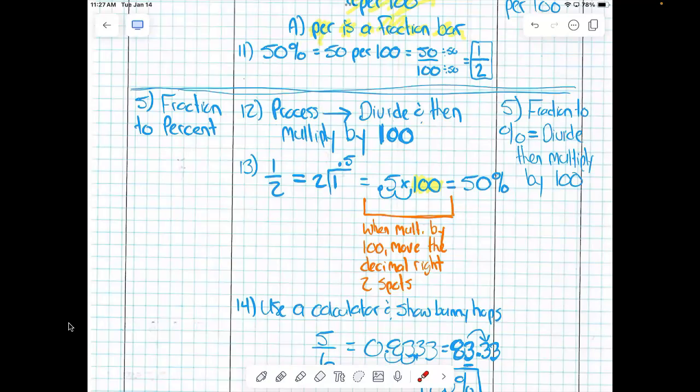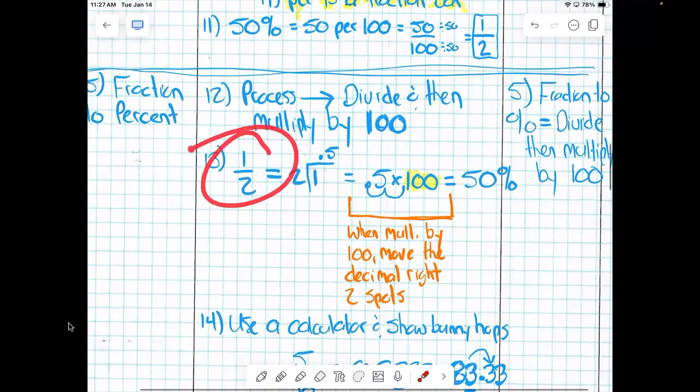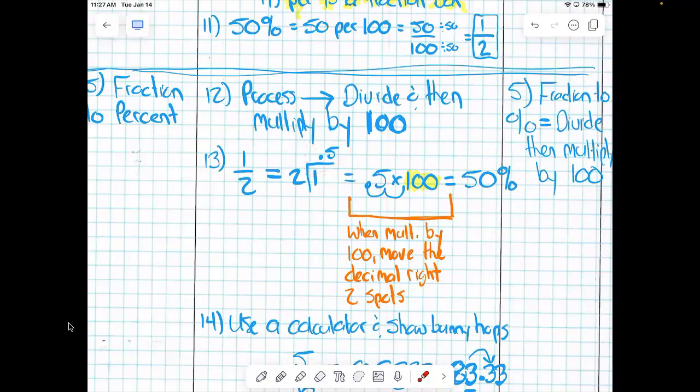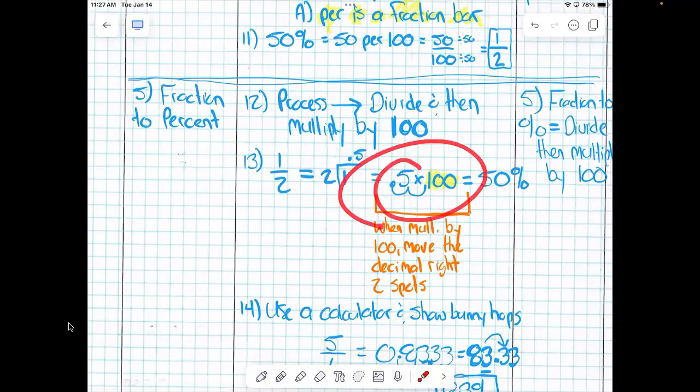Fraction to percent. Process is go. Divide and multiply by 100. So we already know that we have to divide a fraction to get to at least a decimal, right? Yes. Okay. So once we get to a decimal, though, we're still not quite there, because that's the only thing you can do with the fraction is divide. But we get a decimal, that's not a percent.